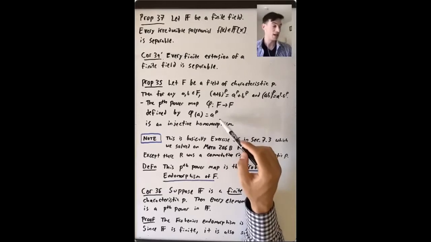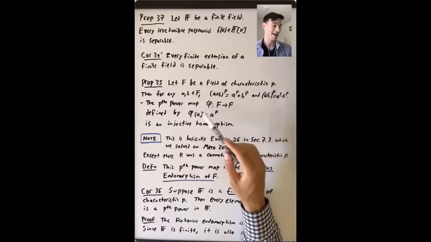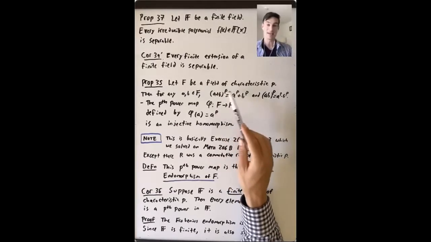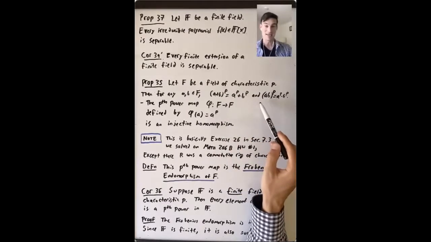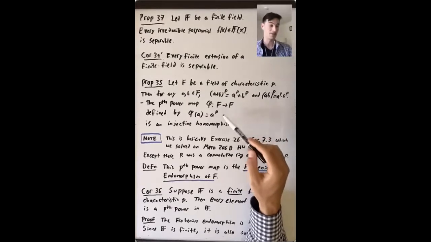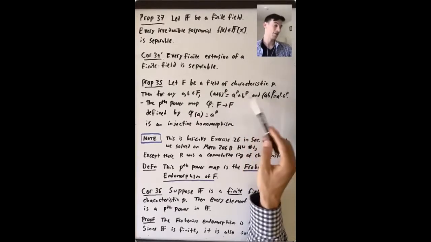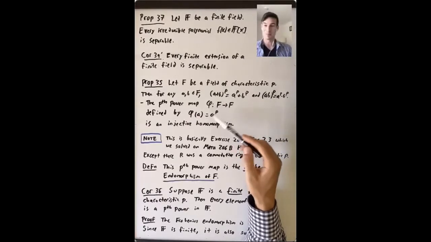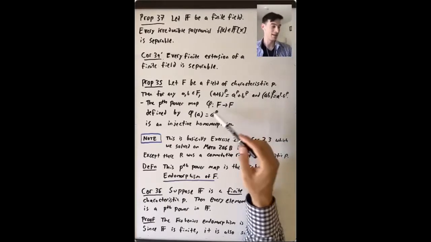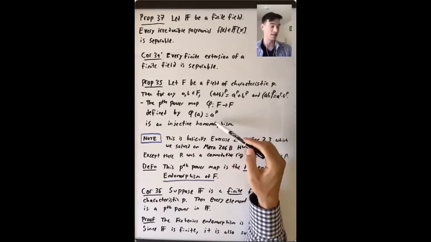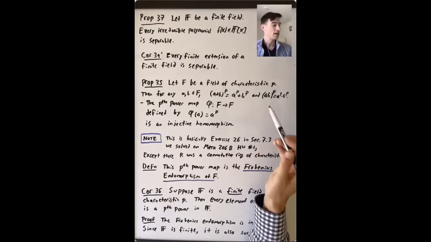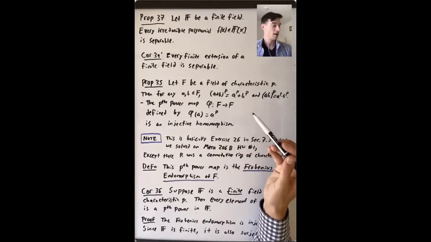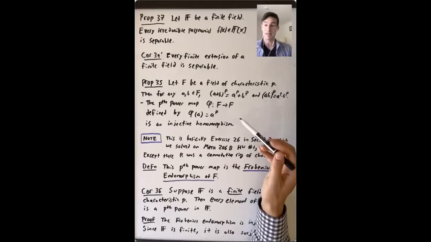Why? What do you need to check? You need to check that phi of (a plus b) is phi of a plus phi of b, and that phi of (a times b) is phi of a times phi of b. You have to check a little more. This is pretty much what you need to show that this is an injective homomorphism of rings that happen to be fields.